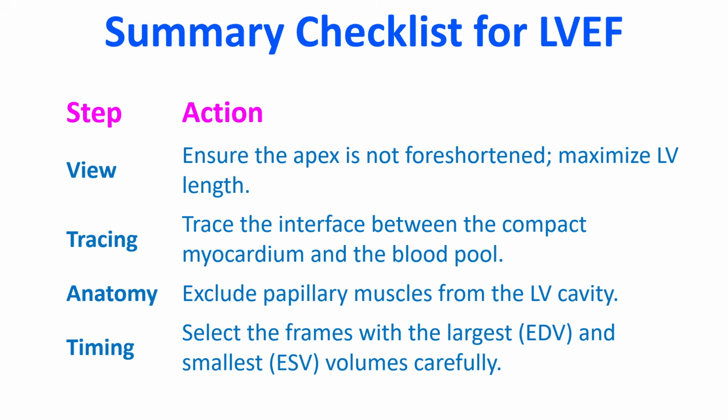Here is a summary checklist. View: ensure the apex is not foreshortened, maximize LV length. Tracing: trace the interface between the compact myocardium and the blood pool. Anatomy: exclude papillary muscles from the LV cavity. Here, consistency is more important as this is a debated point, so there should be consistency between measurements for comparison. Timing: select the frames with largest end diastolic volume and smallest end systolic volumes carefully.